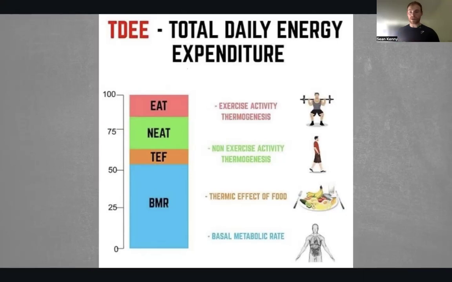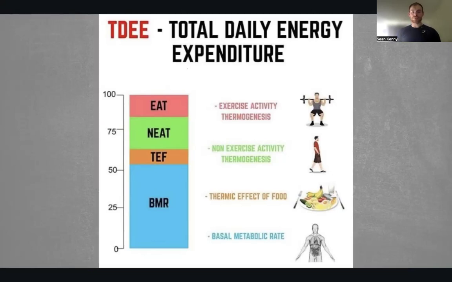So TDEE, total daily energy expenditure. This is how we burn calories throughout the day, and this is the impact that we actually have on burning calories. So your BMR, your basal metabolic rate, is your everyday survival. This is what we need just to keep our body running. That can contribute to 50 right up to 75% of our daily energy expenditure. So actually, when you look at that, you go, oh my God, most of the calories that I burn is just on surviving. You then get to TEF, which is the thermic effect of food, and that's just consuming, digesting food. Yeah, it actually costs energy and it actually costs calories to eat and digest food.